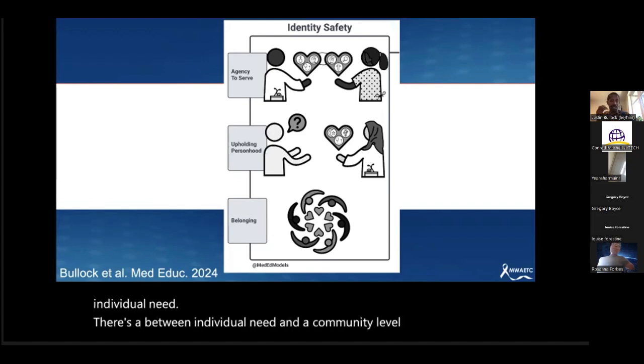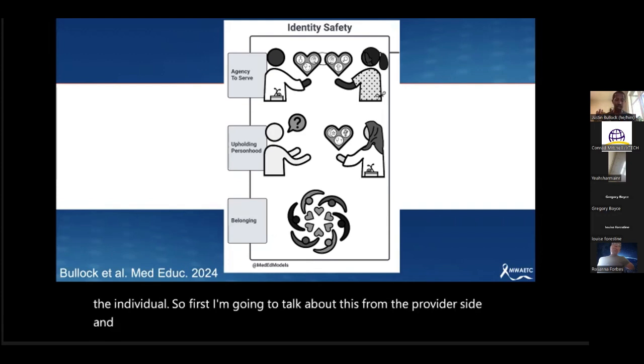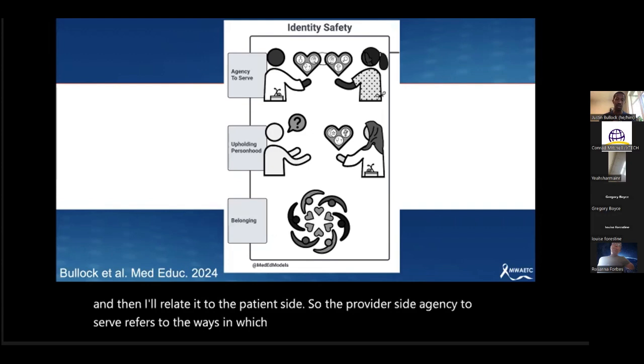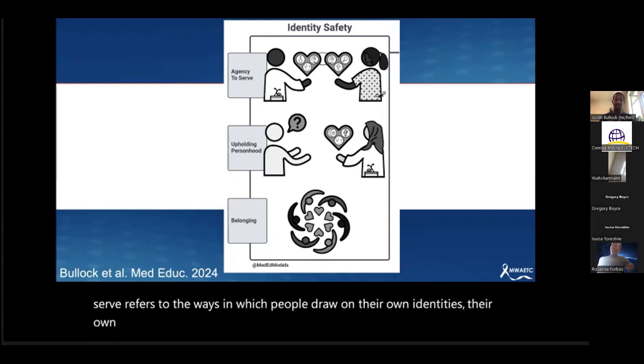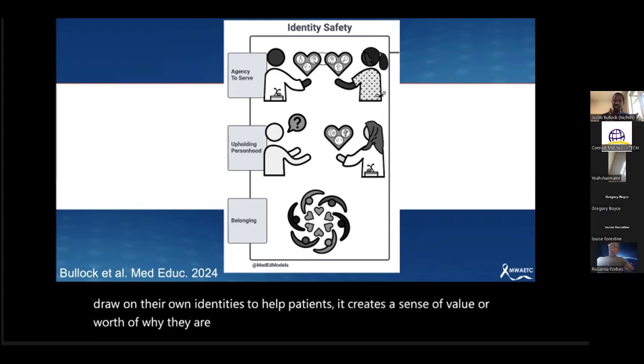Within the individual, first I'm going to talk about this from the provider side, and then I'll relate it to the patient side. On the provider side, agency to serve refers to the ways in which people draw on their own identities and experiences in the spirit of patient care. When people are able to do that, it creates a sense of value or worth, of why they are the perfect person to be in a given space with a given patient.